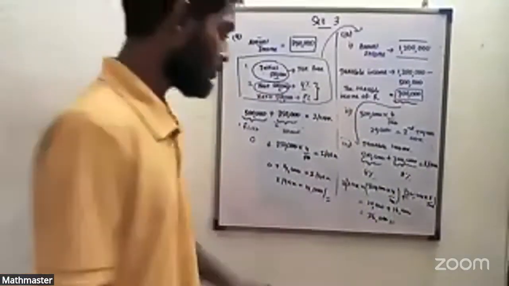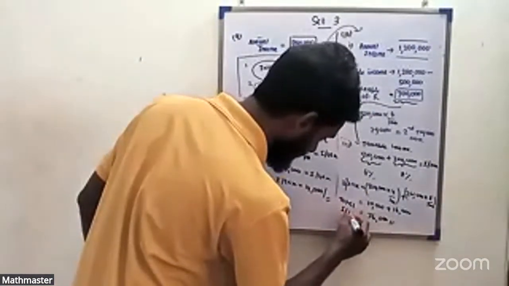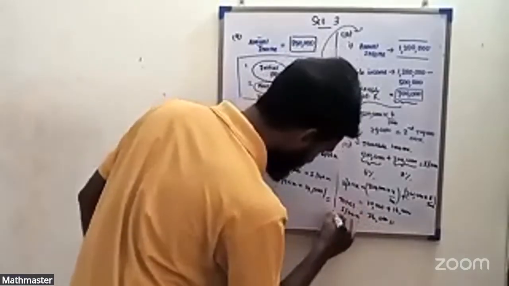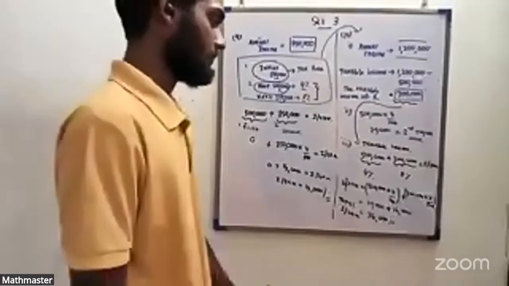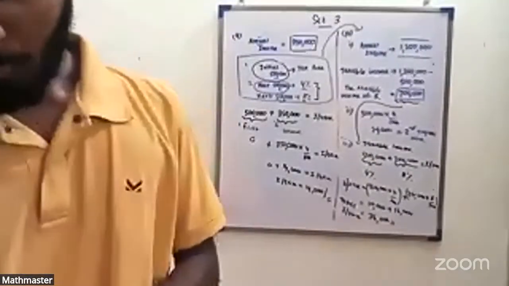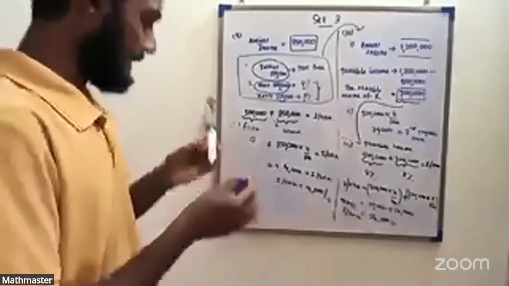This is the total income tax. They have asked the question as total income tax payable. The total income tax payable is 36,000. I hope that you understood this question. This is income tax question.